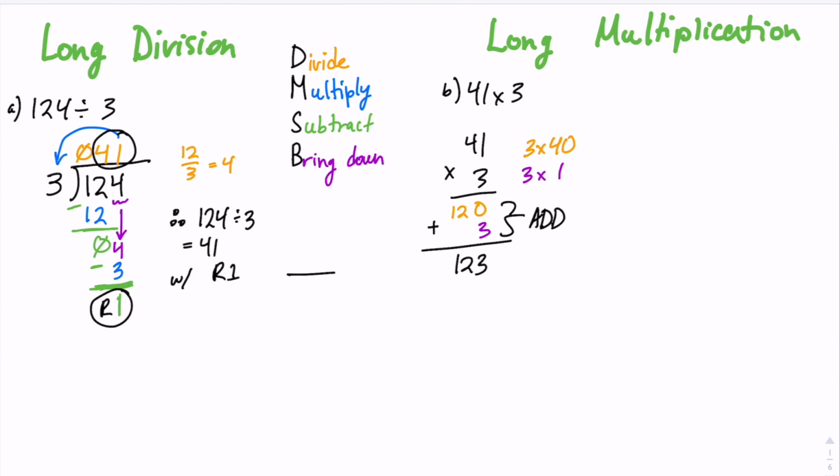Now comparing these problems to each other, you can see that 41 times 3, so our whole number times 3, gave us 123. But if we add this remainder of 1, so if we do 123 plus 1, we're going to get 124. Right? And that's what we started with over here. We said 124 divided by 3. So these things are related, of course. But yeah, that's how you do long multiplication and long division.